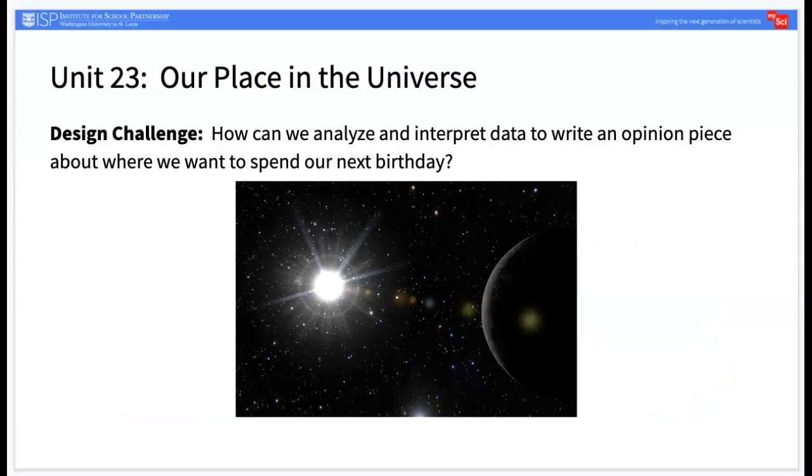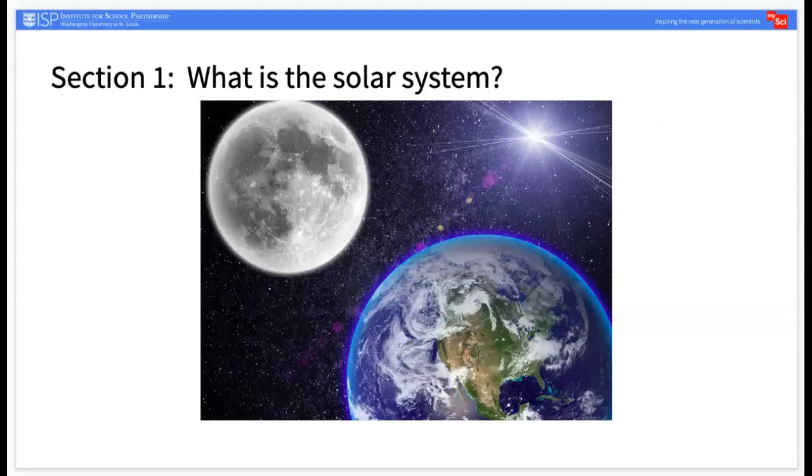During the unit, students will focus on the design challenge. How can we analyze and interpret data to write an opinion piece about where we want to spend our next birthday? What this means is that students will gather, represent, and interpret data related to day, night, and the seasons on Earth in order to determine a location they would most like to spend their birthday.